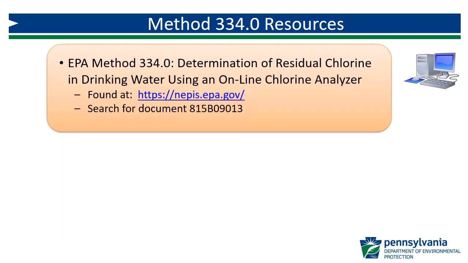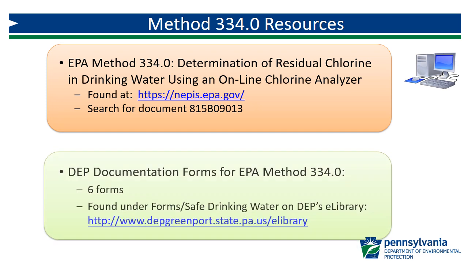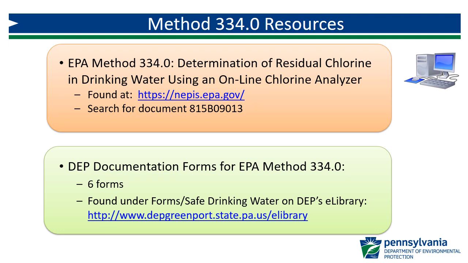Here are some resources available for Method 334.0. The first one is the actual method, which can be found on the National Service Center for Environmental Publications website, EPA's online document repository. If you go to this link and search for this document number, you'll find the method. Next are the 6 Method 334.0 DEP forms, which are intended for DEP staff and water suppliers to properly document the various requirements of the method. All 6 of the forms are available on eLibrary under Safe Drinking Water Forms. Please note these links are available in the video description below.